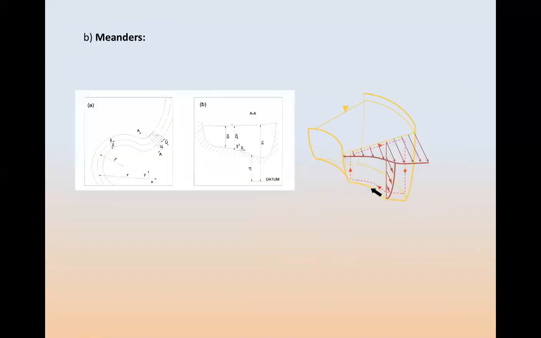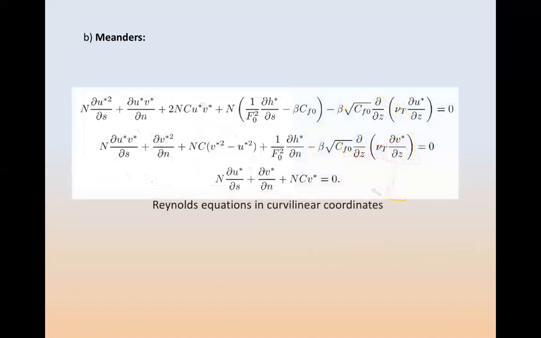Let's move to meanders, another topic. Meanders is a bit more complicated issue because they develop bends, so it's better to use a curvilinear coordinate system. So we start from Reynolds average equations in curvilinear coordinates, and then coupling with the Vrinko decomposition for the secondary currents, which comes from a three-dimensional approach.